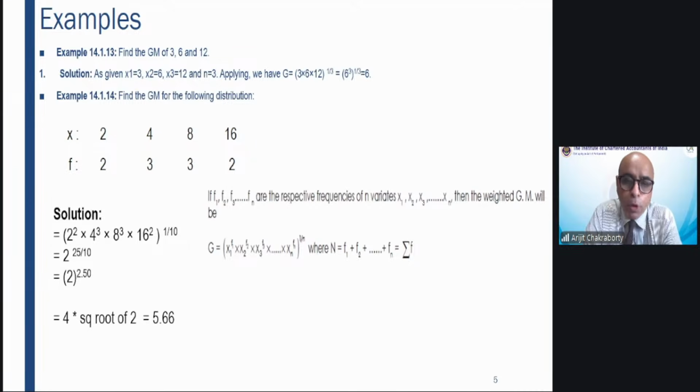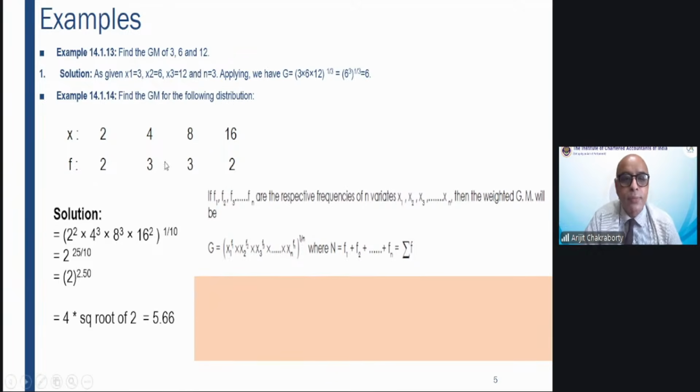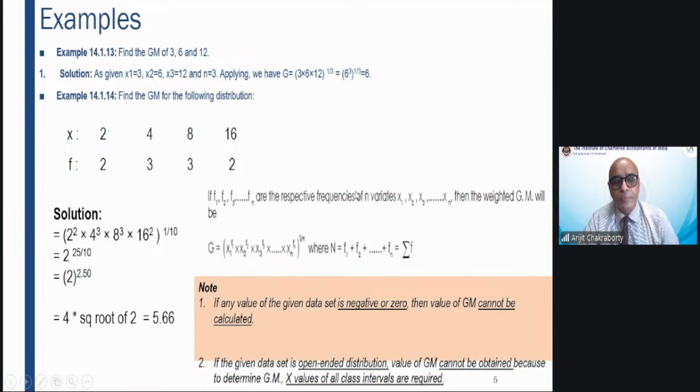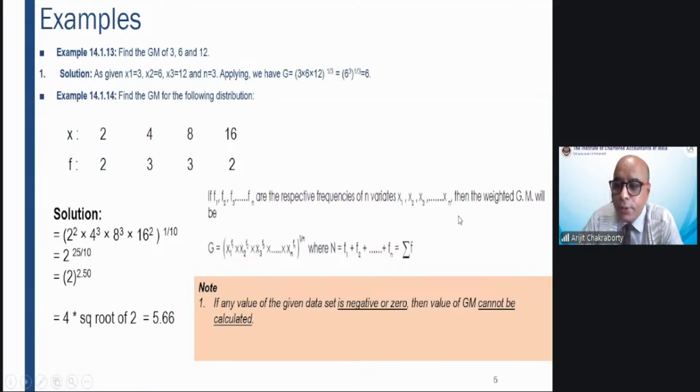So this is the geometric mean process of calculation in a case where we have different values and corresponding frequency for each of the values. Okay, so we have covered the two important formulas, one in case of a series of variables without any frequency, and the other in case of a series of variables which has frequency. Now before moving to the next slide, yes, two important notes.